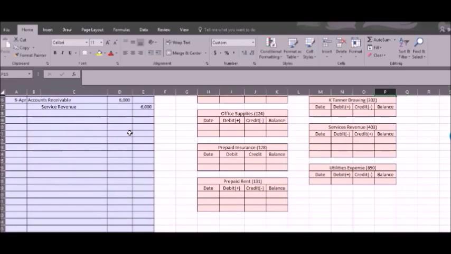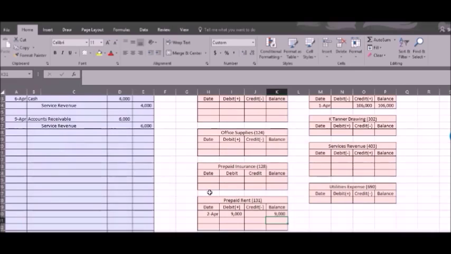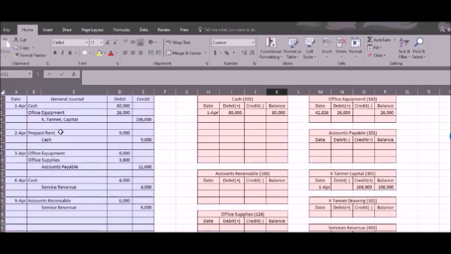So I come down here and I find prepaid rent, and I know that is for 2, and it is a debit of 9,000 bucks, which is my balance. Oh, 9,000, right? So there I've posted the first half of this. The second half goes to Cash as a credit, so I come up here and I go 4, 2, and we credit Cash for $9,000.